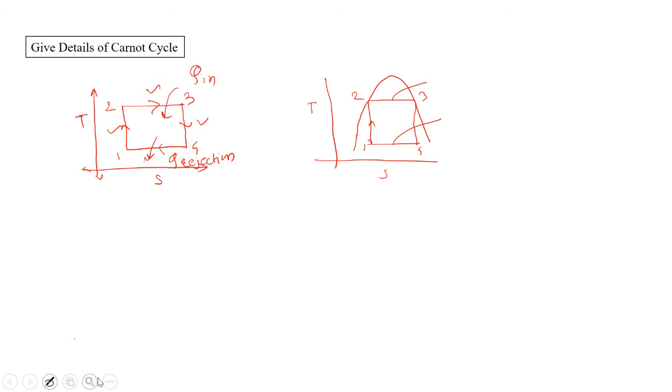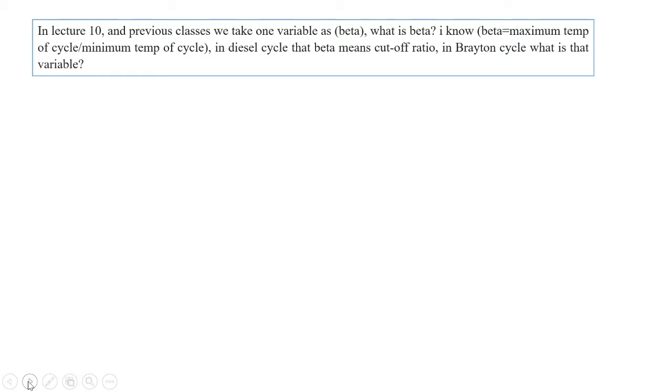So, next question. In lecture 10 and previous classes, we take one variable as beta. What is beta? I know beta is equal to maximum temperature of the cycle to minimum temperature. In the diesel cycle, that beta means cutoff ratio. In the Brayton cycle, what is that beta variable?